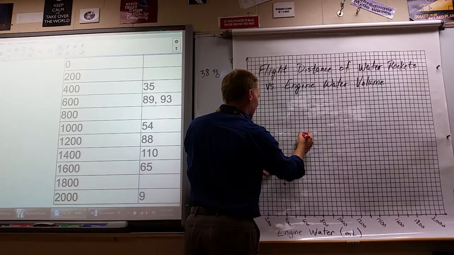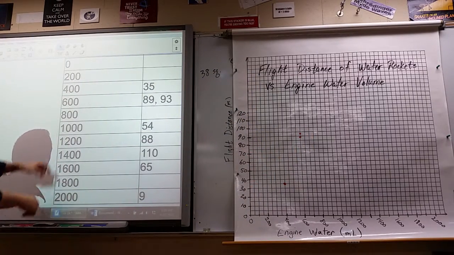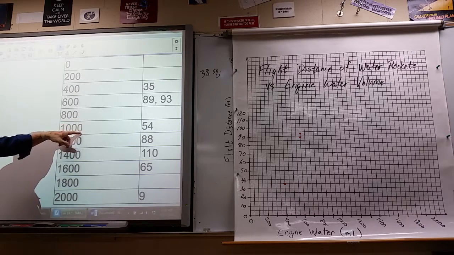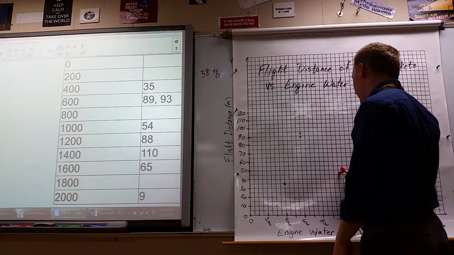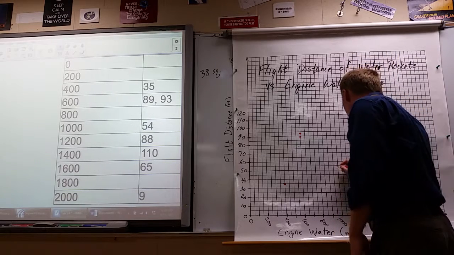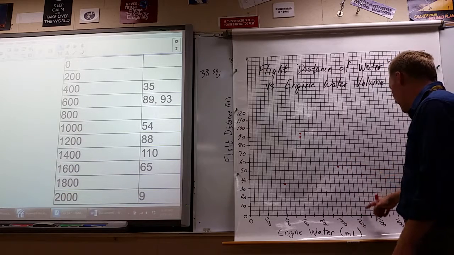89, 93. And since there are two points of data there, we just put them one above the other. No data for 800, 1000 is 54. We've got 1200 is 88.